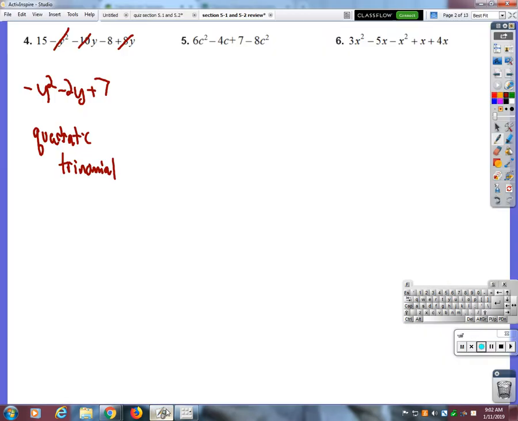Austin, how about this one? Any like terms to combine? Good. Negative 2c squared. Then what? Awesome. Yeah, absolutely. Highest power is a 2. 3 terms. So it is also a quadratic binomial.